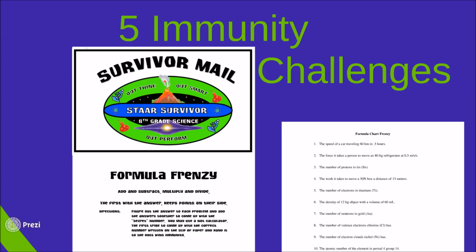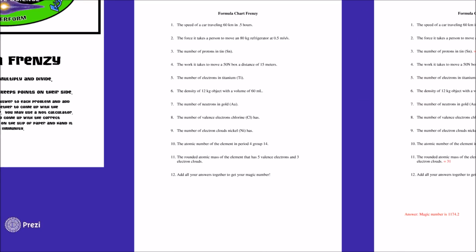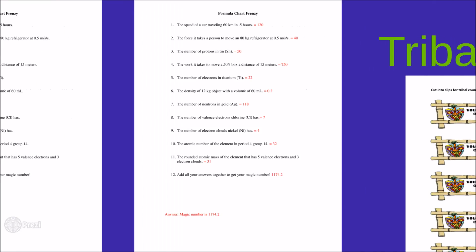Students are then instructed to answer each question on the sheet and then add up those numbers to create a magic number. For example, number 1 says the speed of a car traveling 60 kilometers in 0.5 hours. Upon calculation, that gives the students 120 kilometers per hour. That 120 will be added to the answers in 2 through 11 to give the team the magic number. The teacher will then check those numbers on their key, and the first team to successfully come up with the magic number and hand it to their host or teacher wins immunity.